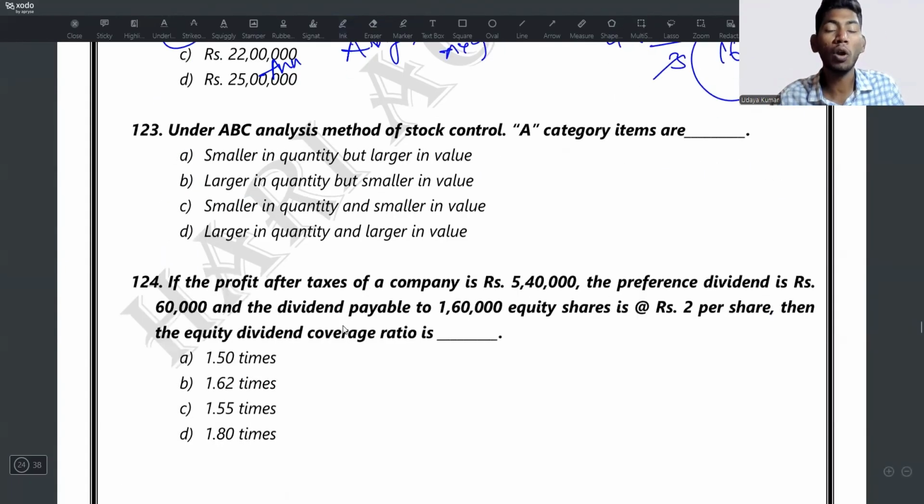Okay. So moving to question number 123. Under the ABC analysis method of stock control, A category items are smaller in quantity but larger in value. Without looking at any other option, you have to search for the right answer. Already we know the answer: smaller quantity, larger value. So you have to search in the options. So option A is the right option.